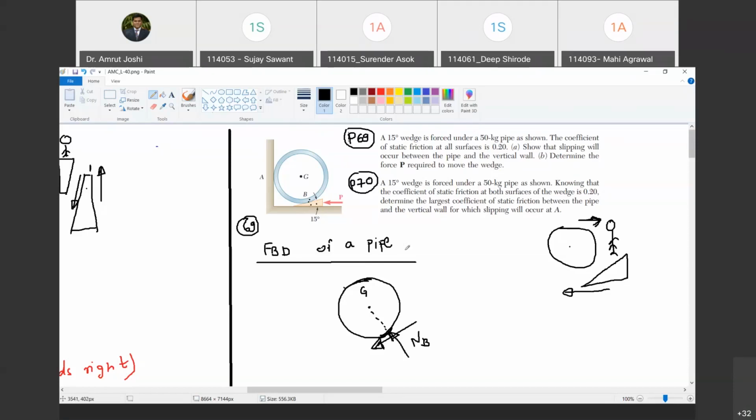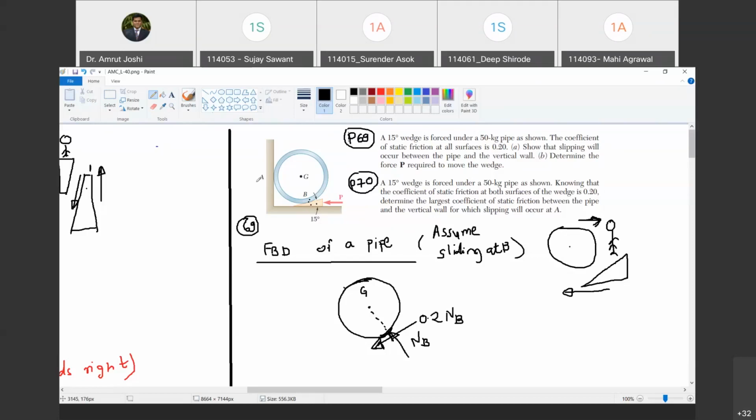And as there is an impending motion, or we assume that there is a sliding at B. At B there is a sliding. Therefore, this frictional resistance, as it is about to slide, must be equal to 0.2 times NB. Do you agree with me? Yes, sir. Now, can you tell me what will be the reaction at A?